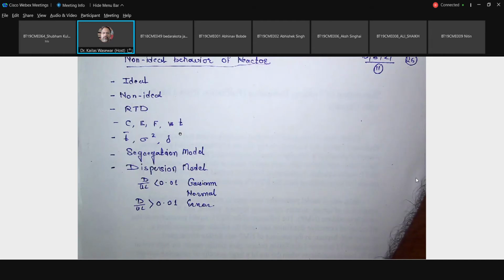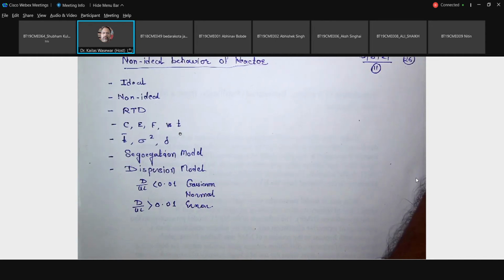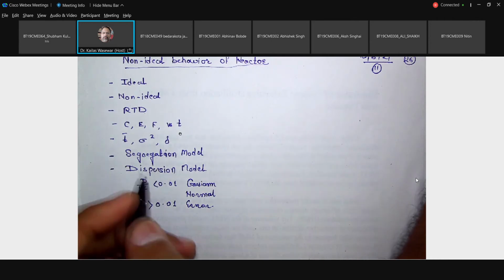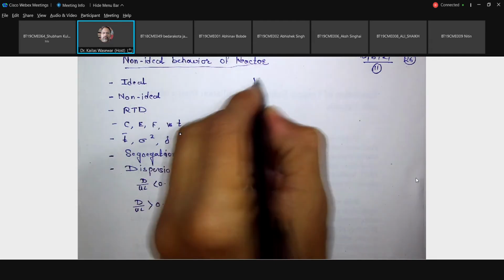Now for a first order reaction, it will be very easy to quantify this, but if it is a higher order reaction, it is somewhat difficult. So there are various methods available to deal with higher order reactions, but in this particular chapter, we are not dealing with that. Okay. Now in this category, there is a one parameter model. There is a tank in series model.